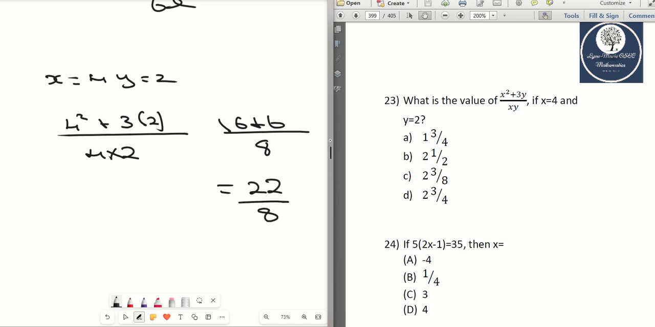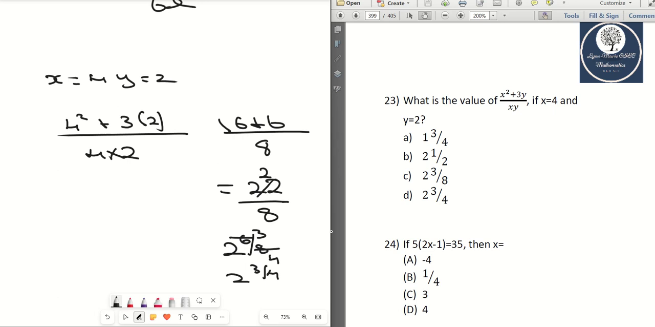So that is 16 plus 6 is 22. 22 over 8. 8 could go into 22, 8 threes are 24, so it would be 2, 16, 17, 18, 19, 20, 21, 22. So 2 and 6 over 8. 6 over 8 can be reduced. 2 could go into 6 3 times. 2 could go into 8 4 times. So it's 2 3/4. So the answer is D.